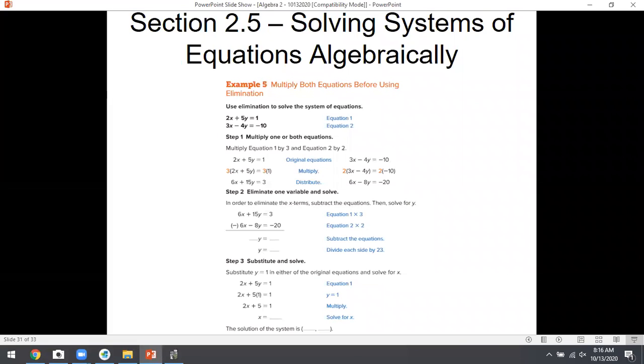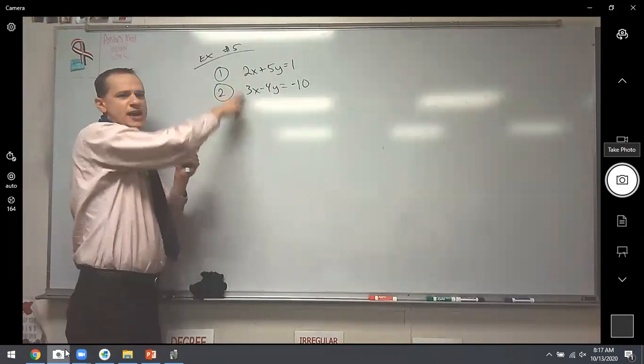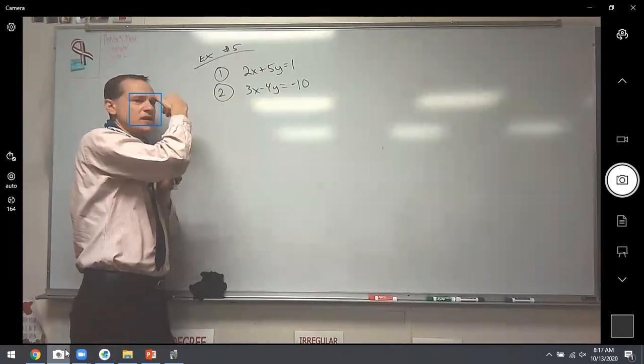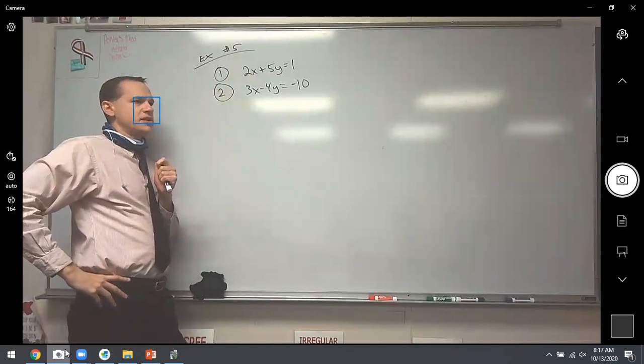Again, they're going to give you 2 equations. First one is 2x plus 5y equals 1. And the second one is 3x minus 4y equals negative 10. Okay, now if you look at this one, the things in front of the x's aren't the same, are they? Shoot. The things in front of the y's aren't the same. Shoot. So we're going to force them to kind of be the same.